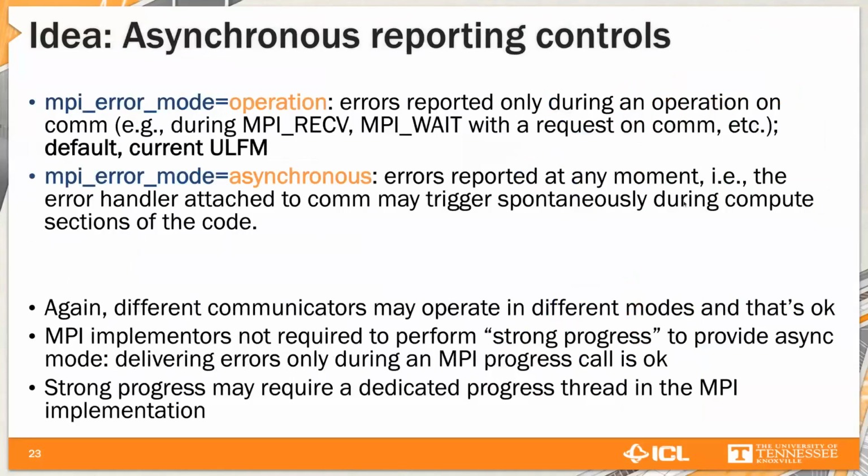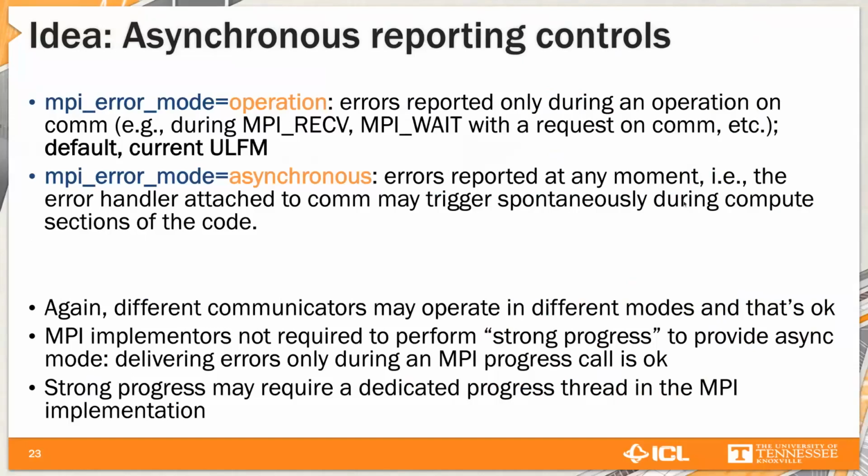All right, so the way you set that is by setting an info key on the communicator. You will set an info key that says either the errors are reported only during operations, so that's the default mode. So basically, you will get an error when you are doing an MPI receive, an MPI wait, or something usual. Or you can set the MPI error mode to be asynchronous, in which case the error handler for your communicator may be triggered at any moment. So whether you're doing MPI receive, MPI wait, or you are doing some sort of computation, if the implementation supports it, the error handler might be triggered when you're doing something else.